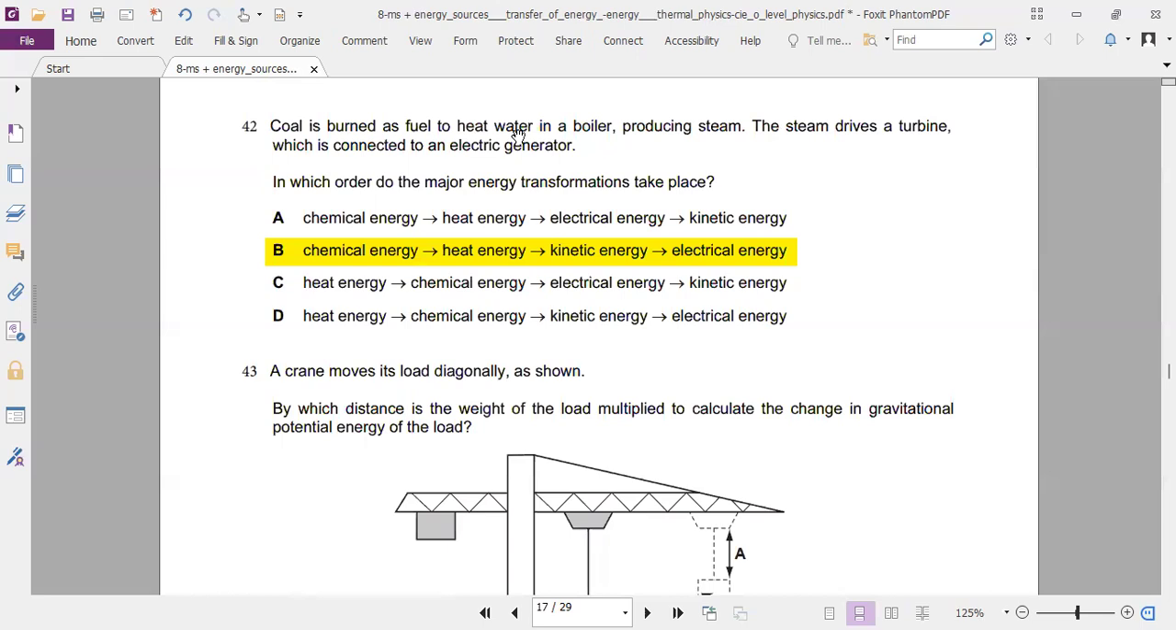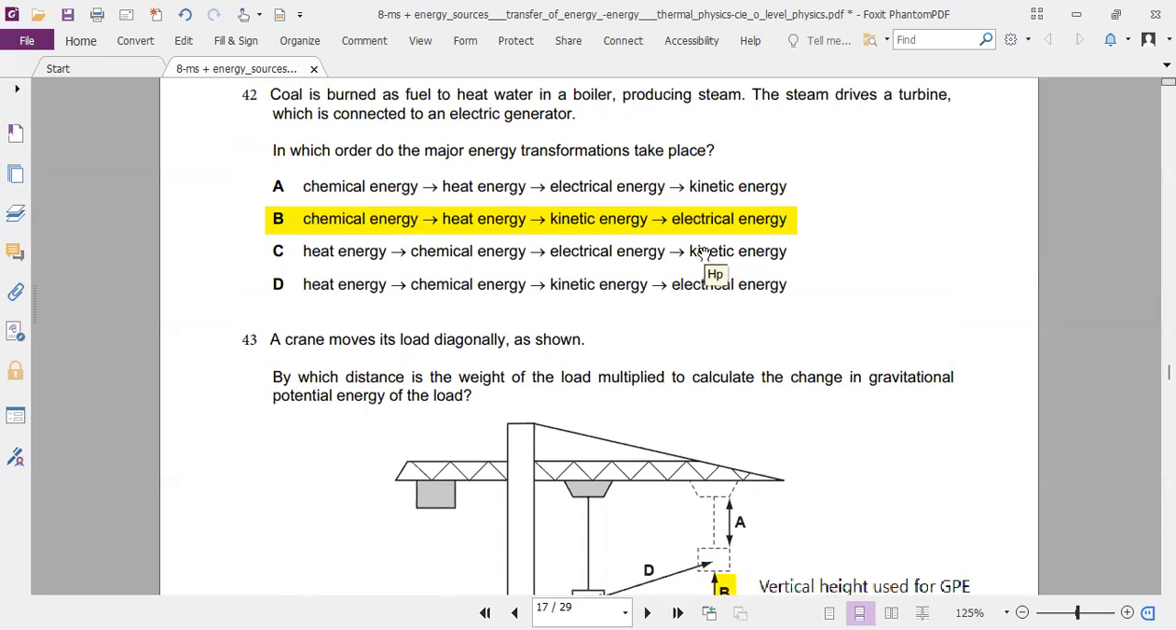Coal is burned as a fuel to heat water in a boiler, producing steam. Steam drives the turbine, which is connected to an electrical generator. So again, chemical, heat, kinetic, electrical.